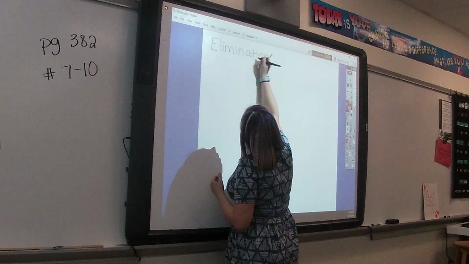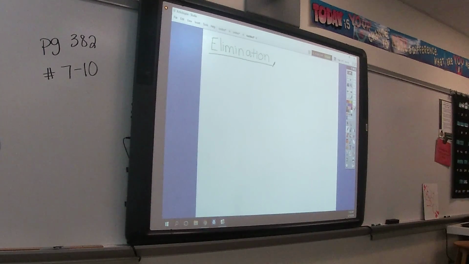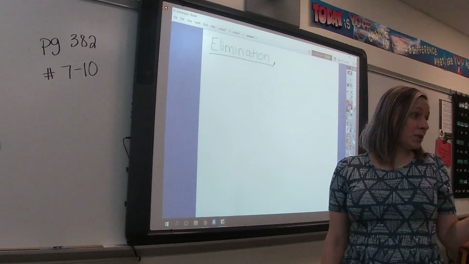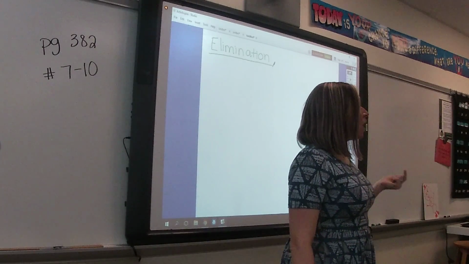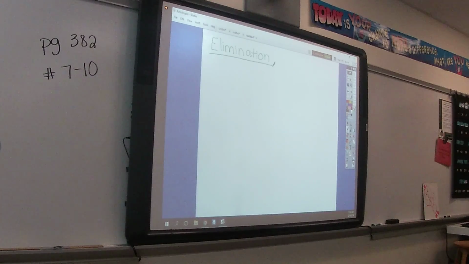So today we're going to talk about solving systems by elimination. We've already talked about how we solve systems by graphing, how we solve systems of inequalities using graphing, and how we solve by substitution. The third method that we haven't talked about is elimination. What does the word eliminate mean? To get rid of something. So our goal in elimination is going to be to get rid of something.